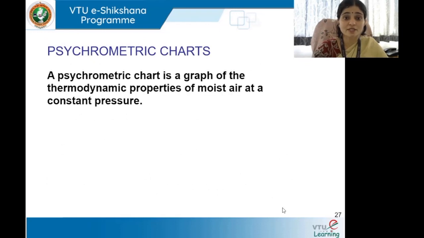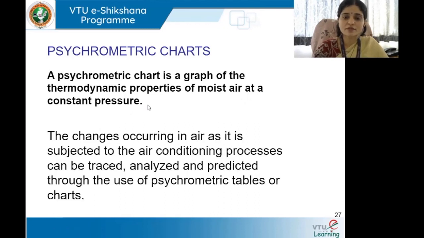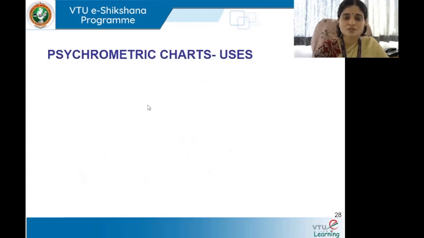Now, what are psychrometric charts? It is basically a graph that plots the thermodynamic properties of moist air at a constant pressure. The changes occurring in air as it is subjected to the air conditioning processes can be very well traced, easily analyzed and predicted through the use of psychrometric tables or charts. So it's a very handy tool for engineers and architects to calibrate and design efficient AC parameters to achieve human comfort.